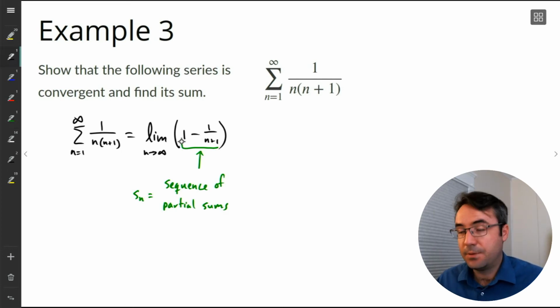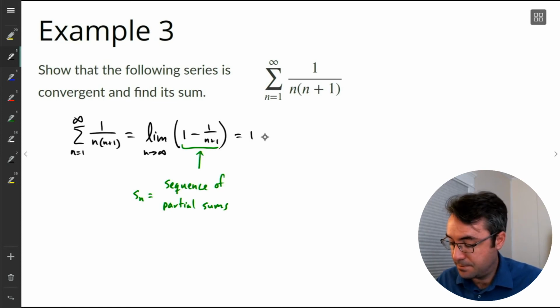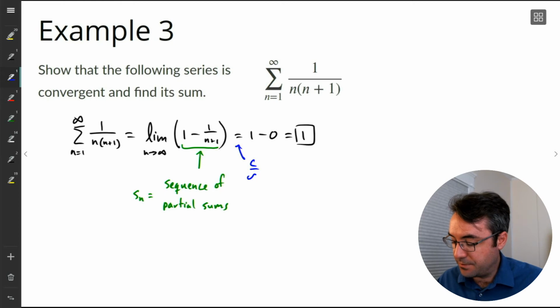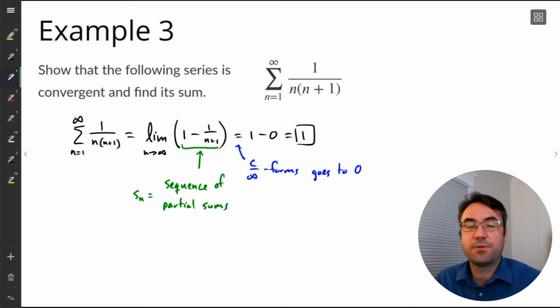So what is it? Well, the limit of 1 is 1. The limit of this fraction is 0. So we end up with 1. And why does this fraction go to 0? It's one of our c over infinity forms. Just to provide a little justification, this one fraction here is one of our c over infinity forms, so we know that it goes to 0, so we end up with 1 minus 0, which is 1.